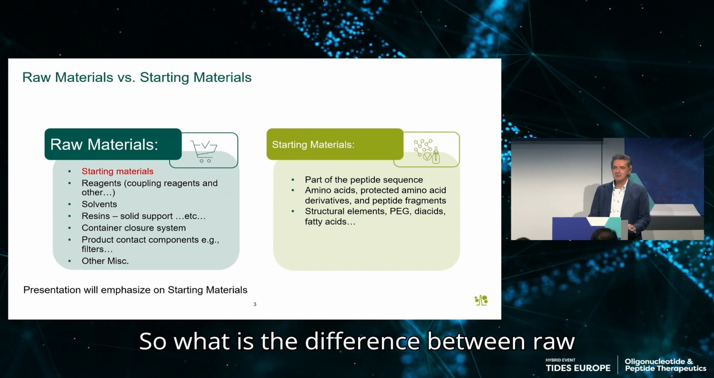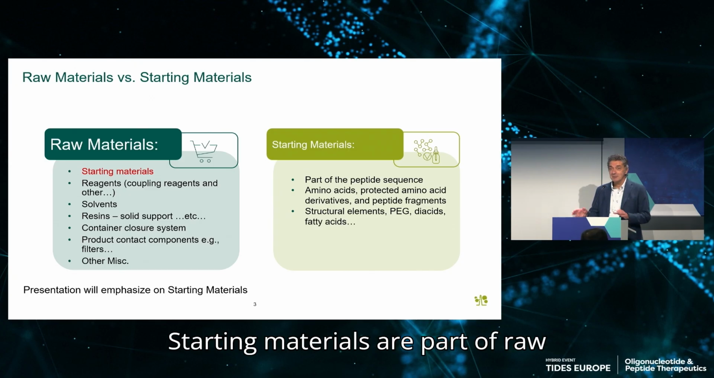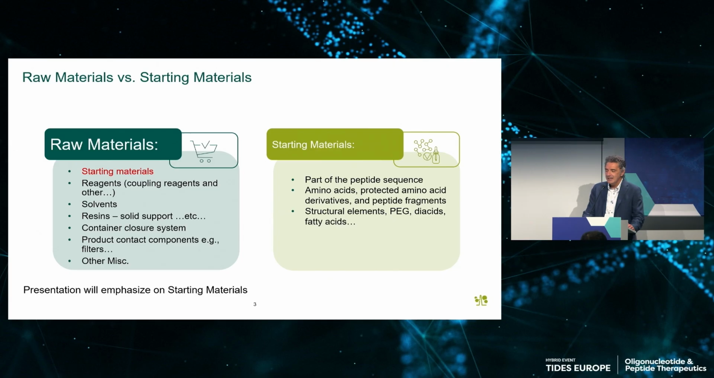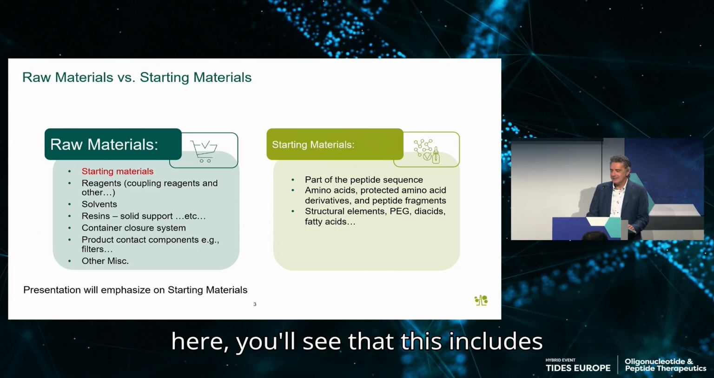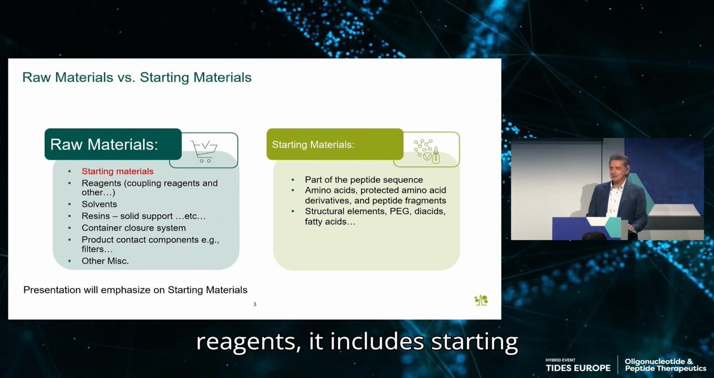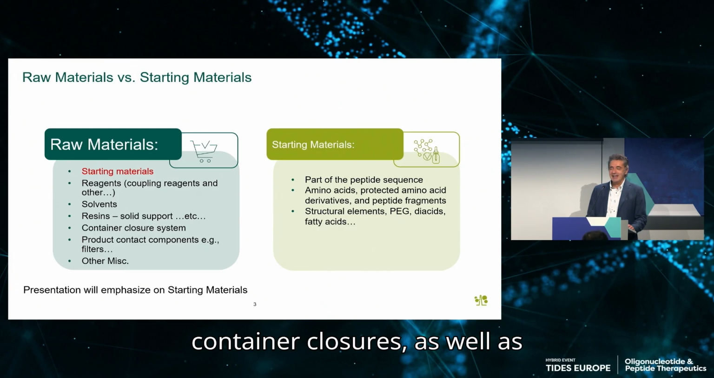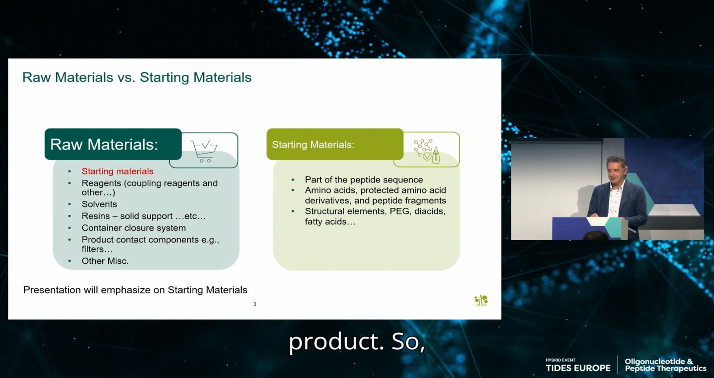So what is the difference between raw materials and starting materials? Starting materials are part of raw materials. If you look at the slide here, you'll see that this includes reagents, it includes starting materials, of course, resins, container closures, as well as anything that touches the product. So spatulas, filters.